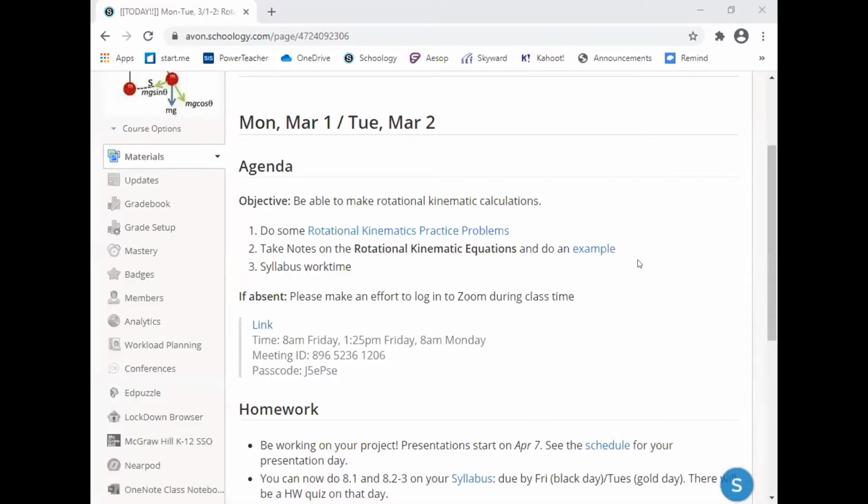All right, so what we're gonna do today is, we were introduced to the idea of angular or rotational motion last time. We didn't really do any practice on it. So we're gonna do some practice on that today. I think I'm gonna get into the next set of equations that we can do with that, and then I'll give you time to work on your syllabus.